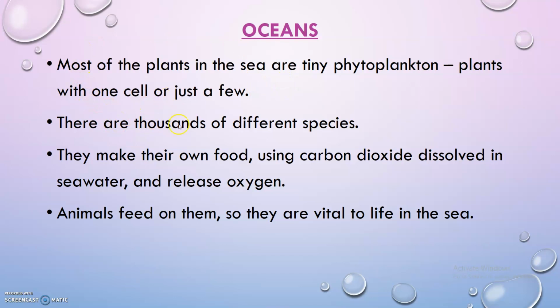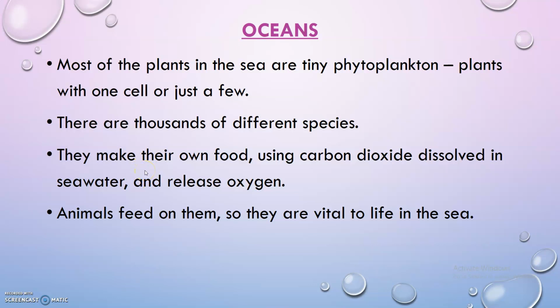Okay, there are thousands of different species. So in the ocean you can see a large number of species. They make their own food using carbon dioxide dissolved in seawater and release oxygen. So we all know that plants have the ability to make their own food by the process called photosynthesis. You have studied about it. So in photosynthesis, plants use carbon dioxide, right? So from the dissolved carbon dioxide present in seawater, plants make their food by the process of photosynthesis.